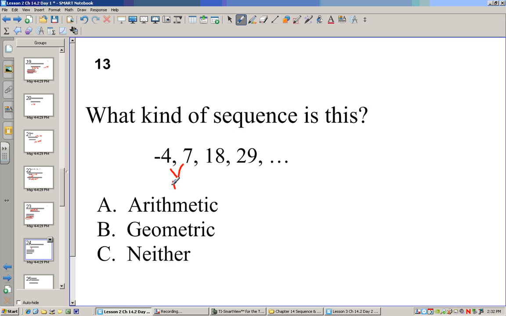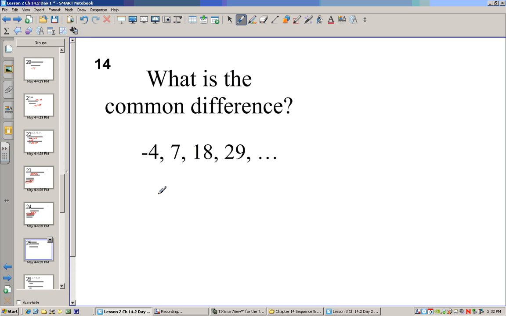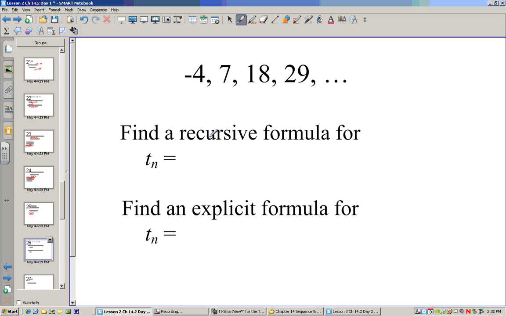Now if we look at this one, here we go up by 11, up by 11, up by 11. So it looks like this one's arithmetic. The common difference, we're going up 11 each time, so that's our common difference. Our recursive formula is we take our previous term, that's t sub n minus 1, and we're going to add 11 to it, and my starting term is -4. My explicit formula, we start with -4, and we add 11 times n minus 1.